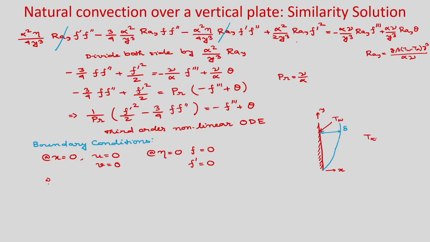And as x tends to infinity, near the edge of the boundary layer obviously you will get the velocity 0. That means again v is equal to 0. So, at eta tends to infinity you will get f prime as 0. Now, you can solve this ordinary differential equation using these boundary conditions with some numerical technique, and you can find the velocity distribution.